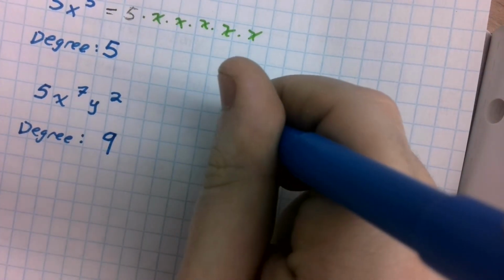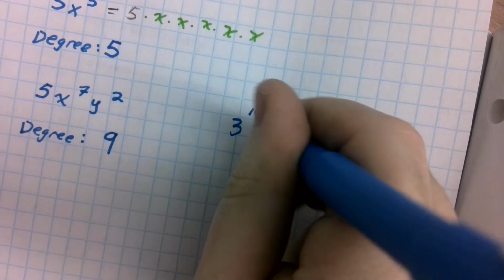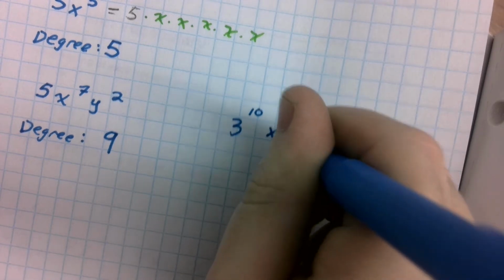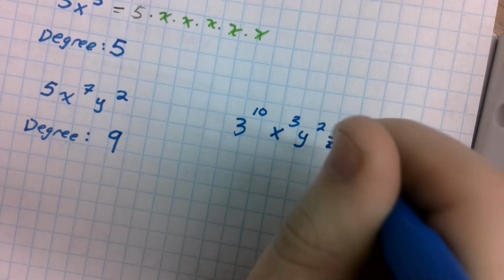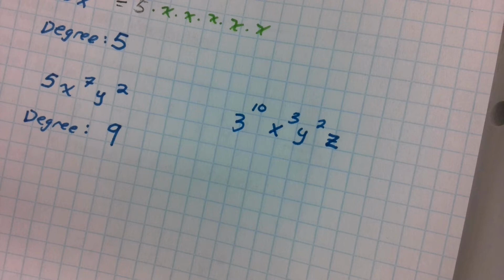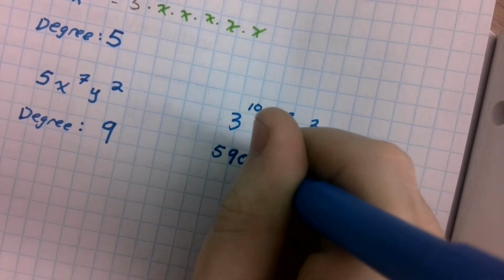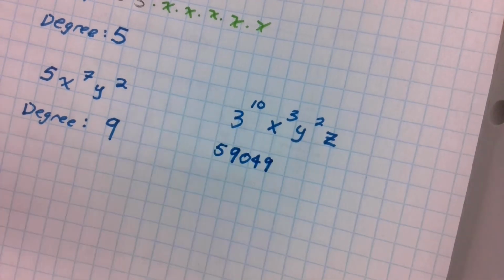Last one. What if I gave you 3 to the 10th power x cubed y squared z? Now be very, very careful here. You might be tempted to say, oh, 10 plus 3 plus 2. But remember, we're counting up the exponents on the variables. 3 to the 10th power is just a number. It's a big number. It's 59,049 big, but it's still just a number.